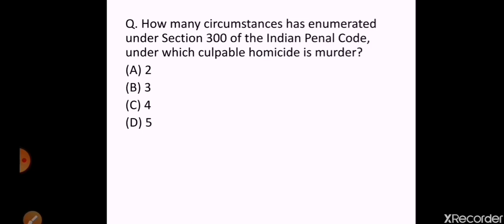How many circumstances have been enumerated under section 300 of the Indian Penal Code under which culpable homicide is murder? The options are A 2, B 3, C 4, D 5. This was asked in the Uttarakhand CJ examination in 2018, where the answer is option C, that is 4. So section 300 of IPC has 4 circumstances in which culpable homicide is murder.